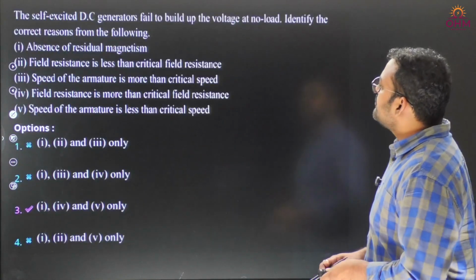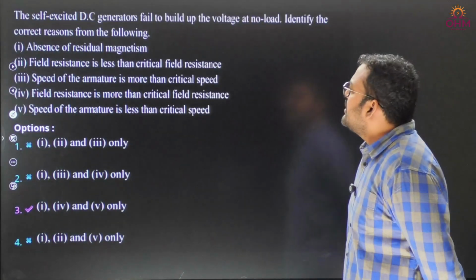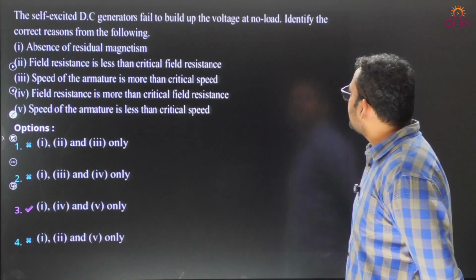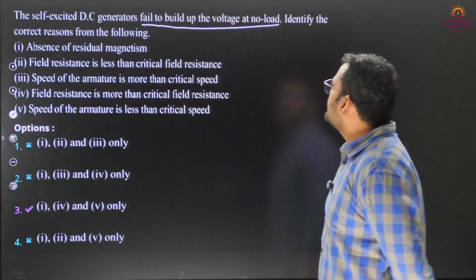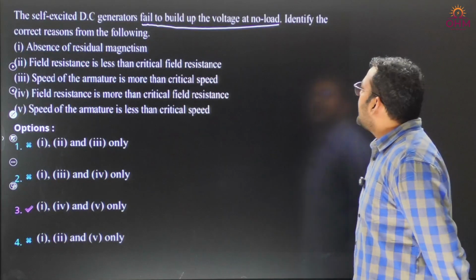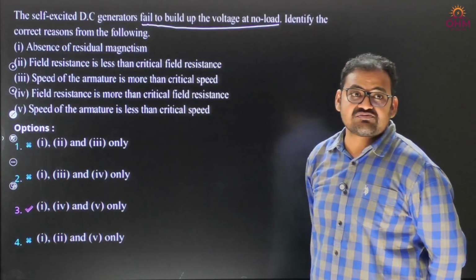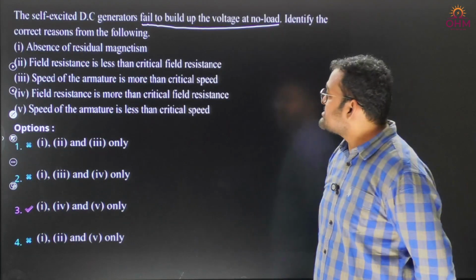Fine. So we have another question from DC machines. Okay, just to read the problem. The self-excited DC generator failed to build up the voltage at no load. Okay, it was clearly mentioned. Self-excited machine will fail to build up the voltage at no load. Identify the correct reasons from the following. So we have to identify the reasons for failure of EMF in DC self-excited generator.